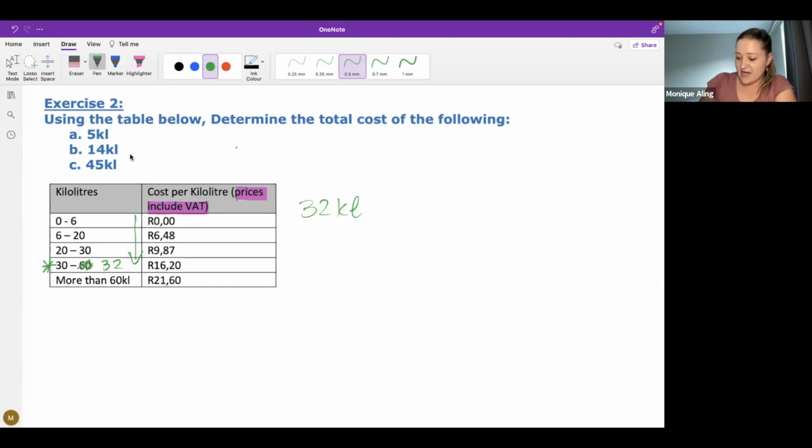In the first range, it says 0 to 6. So for the first 6 kiloliters, generally, it is free. So we say 6 times 0. That's normally our first bracket.